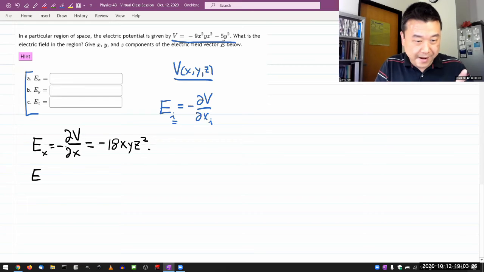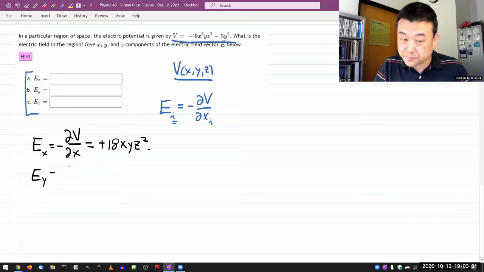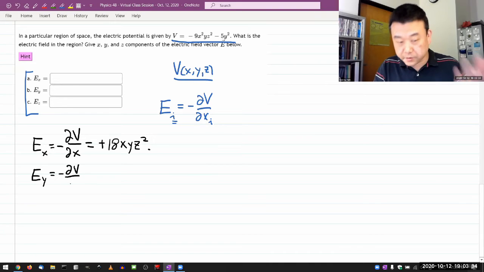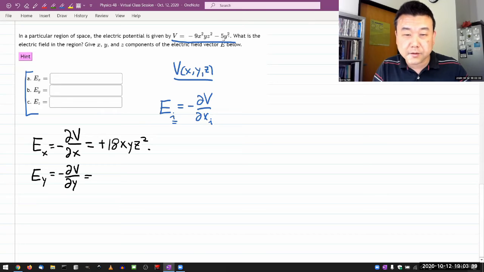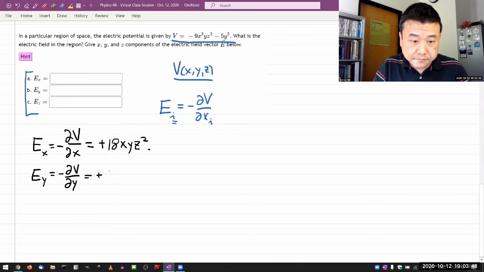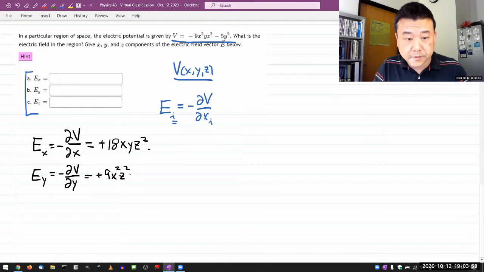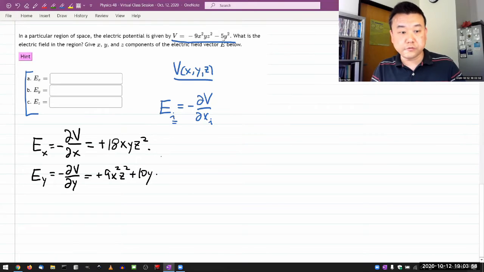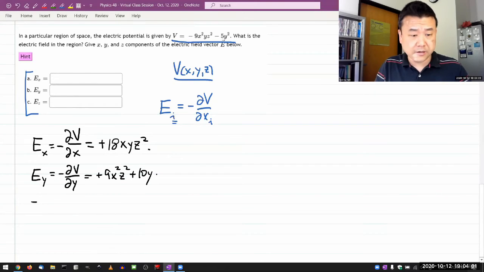Let me do the y component. Oh, wait, minus. So the minus cancels out. The y component is minus the partial derivative of the electric potential with respect to y. Both terms have y in them, and let me just pre-cancel the minus, so I'm not going to write that minus. The first term is going to be plus 9x squared z squared. The second term is going to be plus 2 times 5, 10y. That's the power rule.